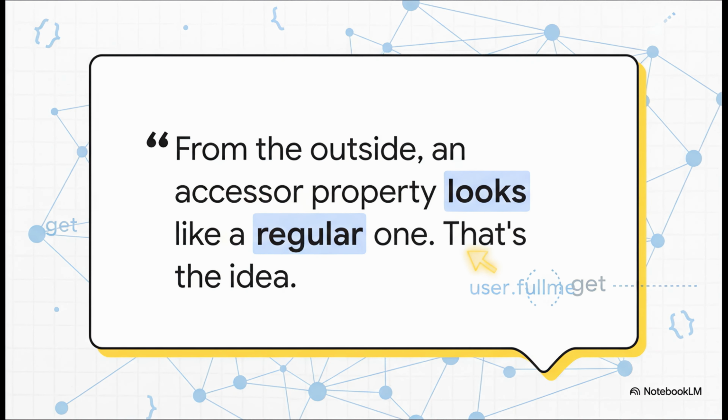And this, right here, is the magic trick. To get the full name, we just write user.fullName. Notice that? No parentheses, no function call, nothing. It looks and feels exactly like a plain old property, but our getter function is doing all the work behind the scenes. That's what makes this so clean and elegant.